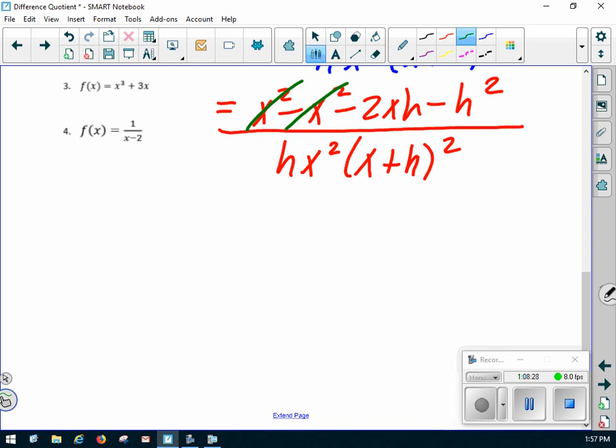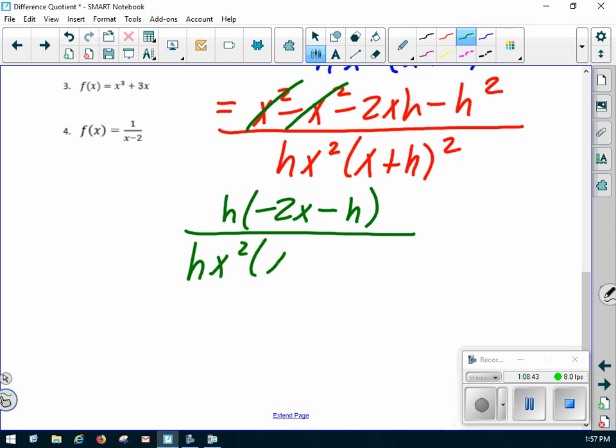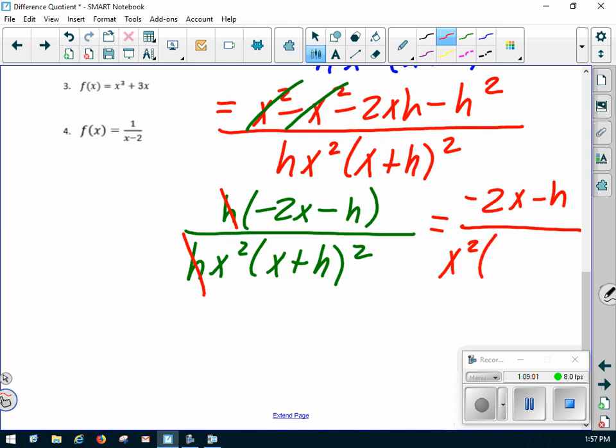What do you see? Do I have an h common in the numerator? You bet. So that's h times negative 2x minus h over this bad boy down here. And that h cancels out. So my answer is negative 2x minus h over x squared times x plus h quantity squared.